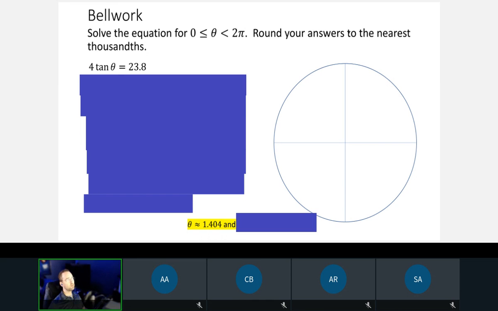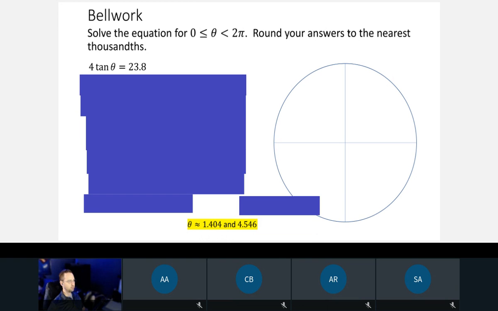Caitlin says it's 4.55. I think that's what she meant to write. Yep, 4.55, but I wanted it to the nearest thousandths, which is 3 places. Yeah, so those are the two answers. Let's see how we get there.